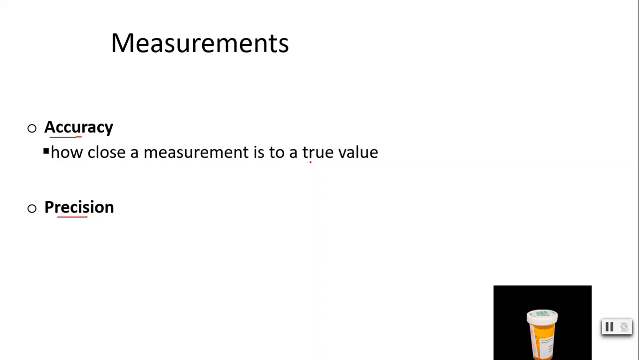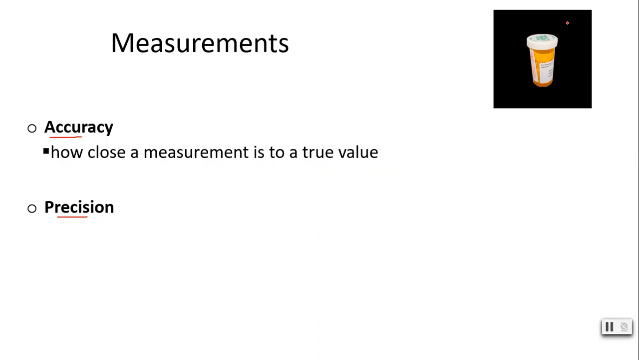So for example, let's say I work in a pharmacy and I've ordered a bunch of empty medicine bottles. Let's say according to the manufacturer, the mass of that empty medicine bottle and lid is 9.0 grams. So that would be the true value of that medicine bottle, 9.0 grams.